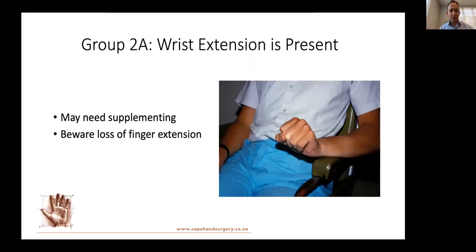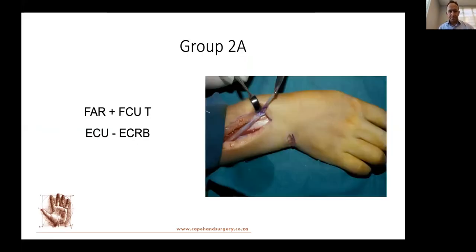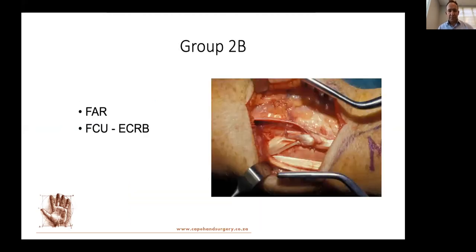And then obviously if wrist extension is present, you might consider the transfers to augment it. So in group 2B, these people don't have any active extension. So this is where the FCU to ECRB transfer helps. And just by the way, I'll make this also available, so don't worry too much about writing everything. So this is the only transfer for the wrist that I find is a good winning procedure, especially if there is active extension.